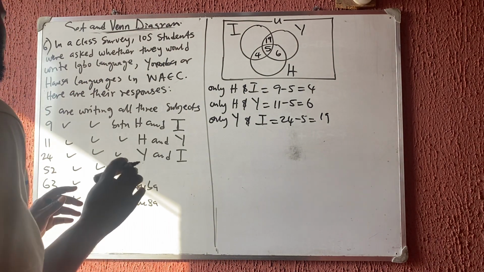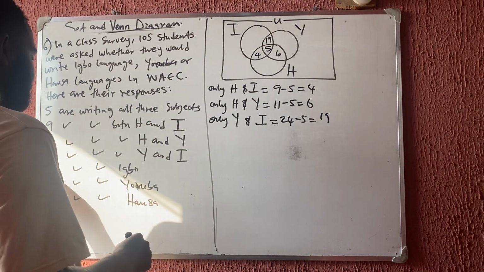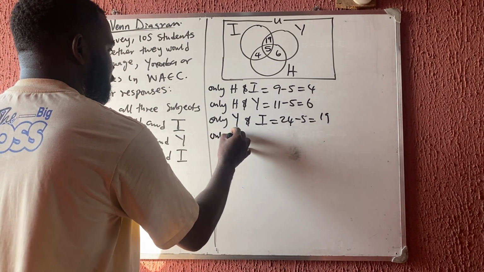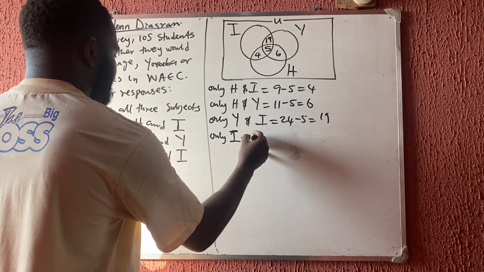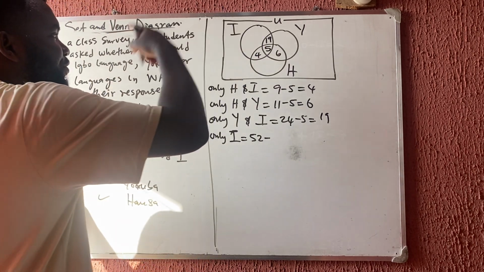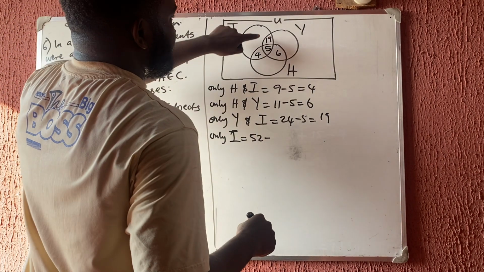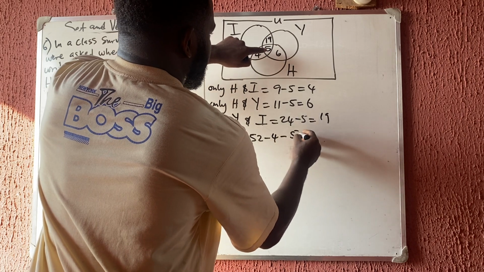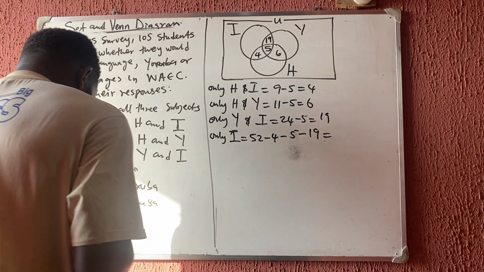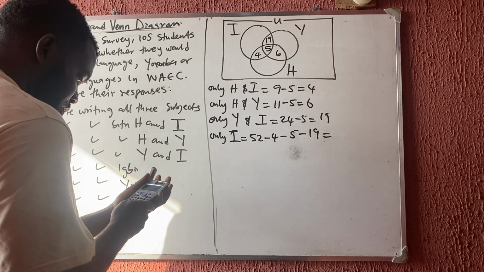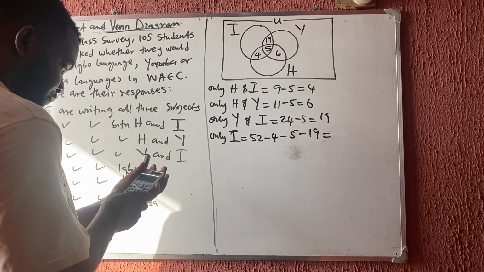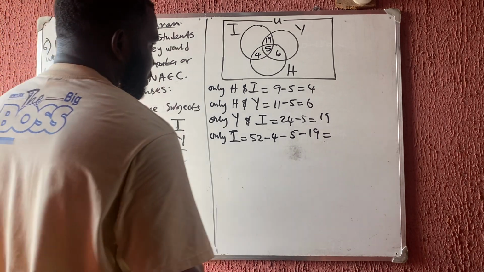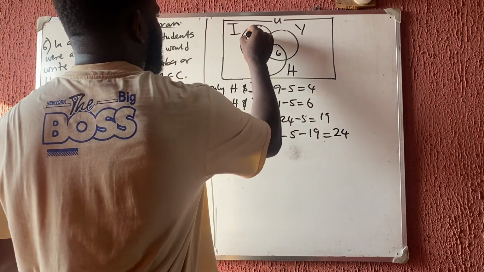So I have 19 here. So now let's go to 1 1. So now 52 write Igbo, but I did not see only. So to get only Igbo will now be 52 minus everything that entered inside of Igbo. So let's check everything that entered inside of the circle of Igbo. Now 4 entered, 5 entered, and then 19 entered. And we'll subtract everything: 52 minus 19 minus 4 minus 5. So I'm having 24. So only Igbo will now be 24. So here will be 24.